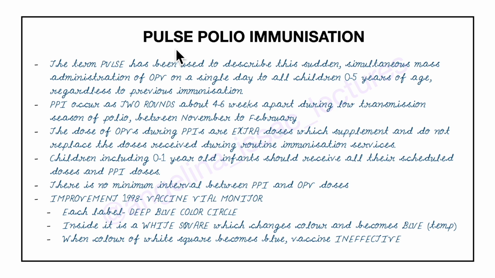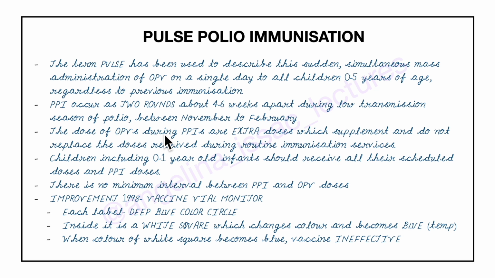Condensing the important points under pulse polio immunization, the term pulse has been used to describe the sudden, simultaneous mass administration of oral polio vaccine on a single day to all children 0 to 5 years of age, regardless of previous immunization. Pulse polio immunization occurs in 2 rounds, about 4 to 6 weeks apart, during the low transmission season of polio, that is between November to February.